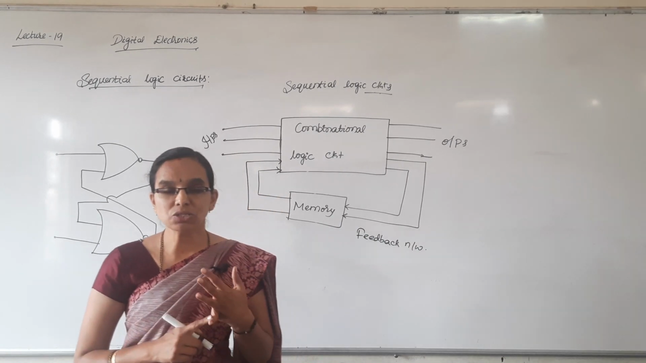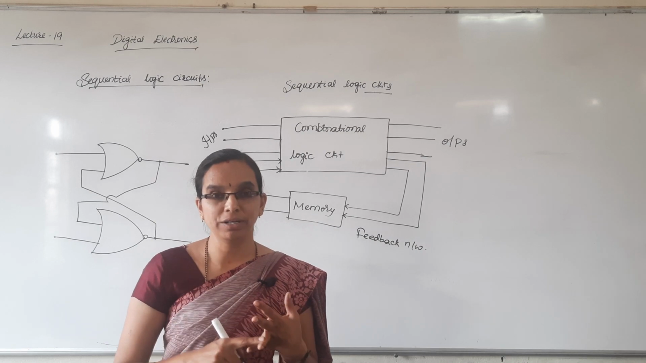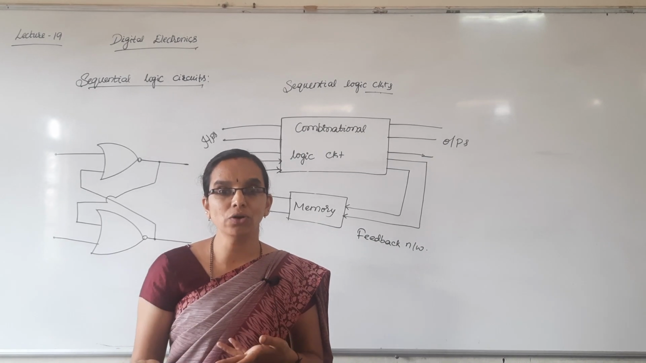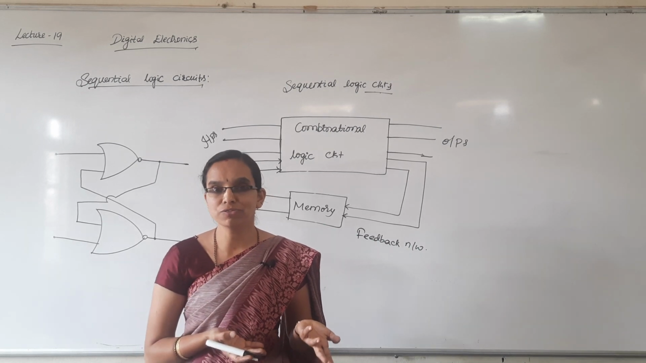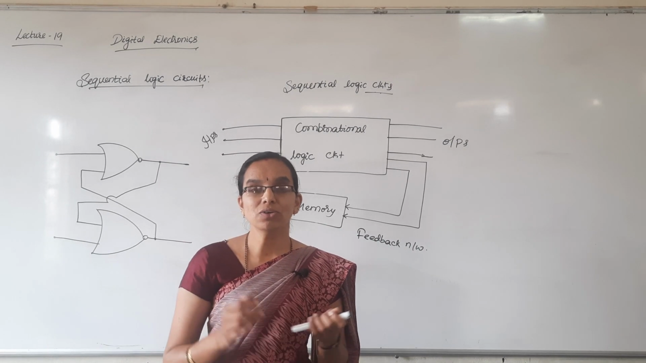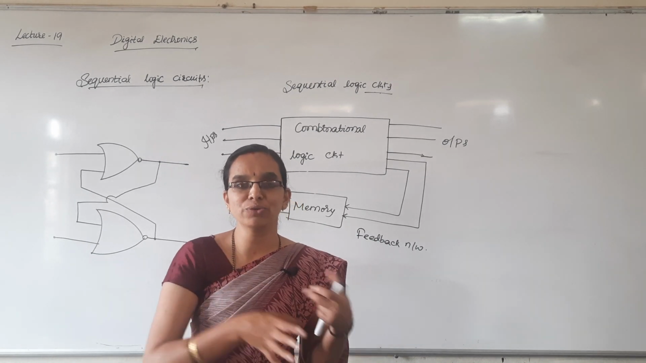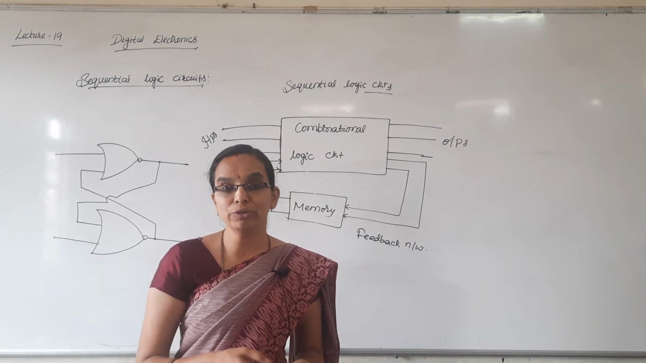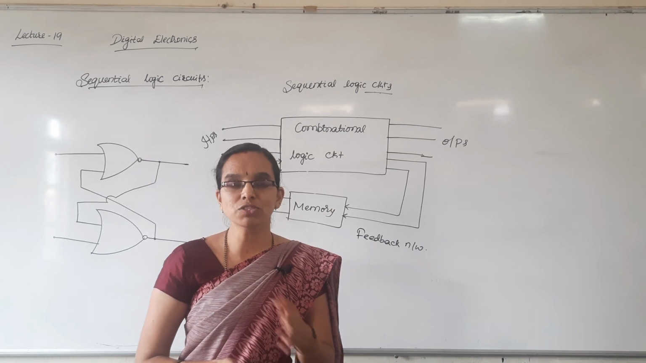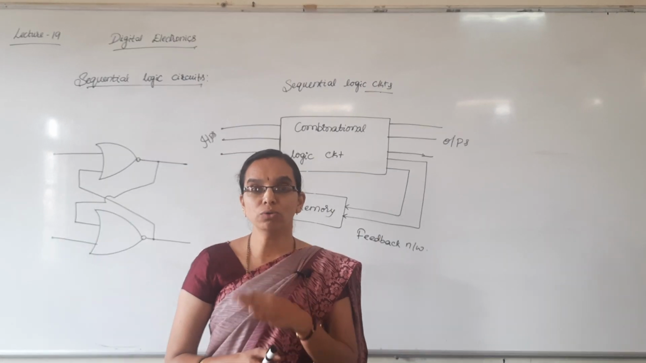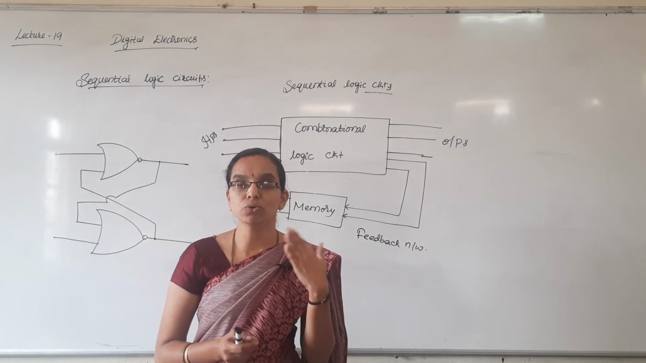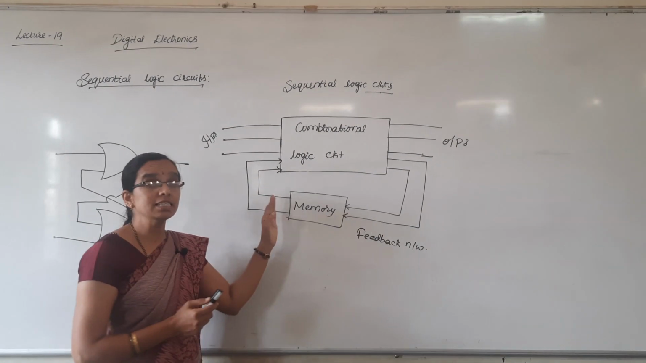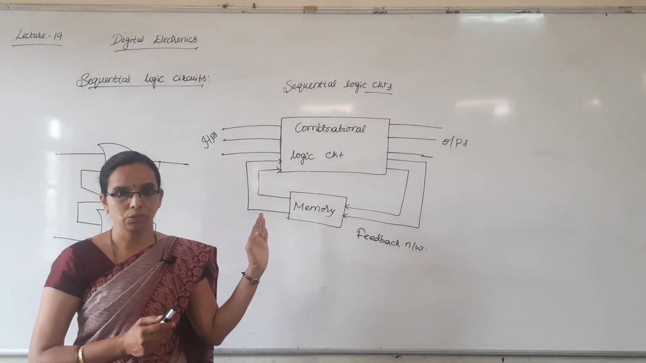So we can store 0 or 1. Digital circuits store information in the form of a series of bits, right? Storing information in your computer, or in your mobile phone, everything is a series of zeros and ones. So how to store this 0? How to store this 1? That is performed by these sequential logic circuits.